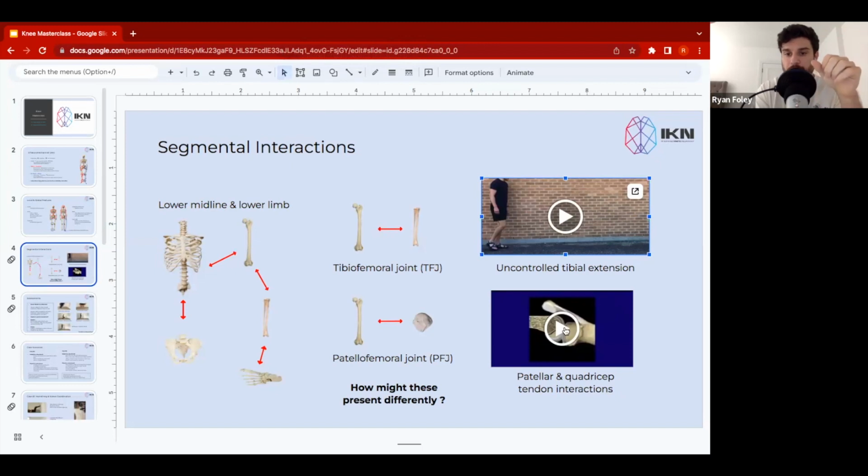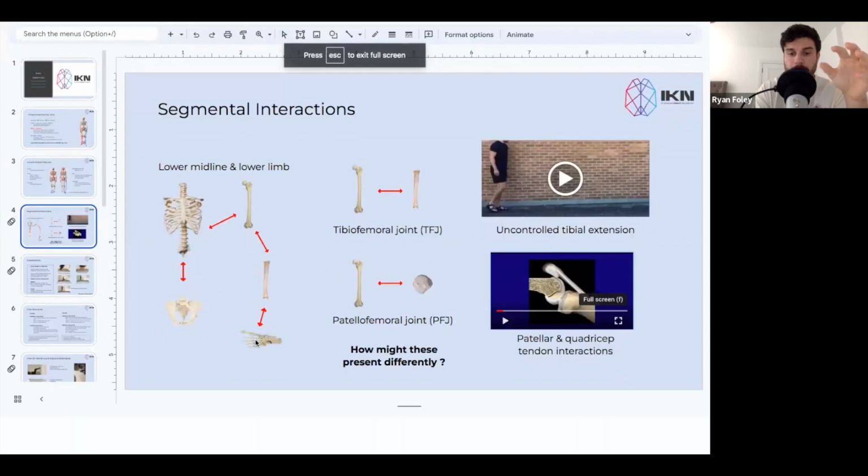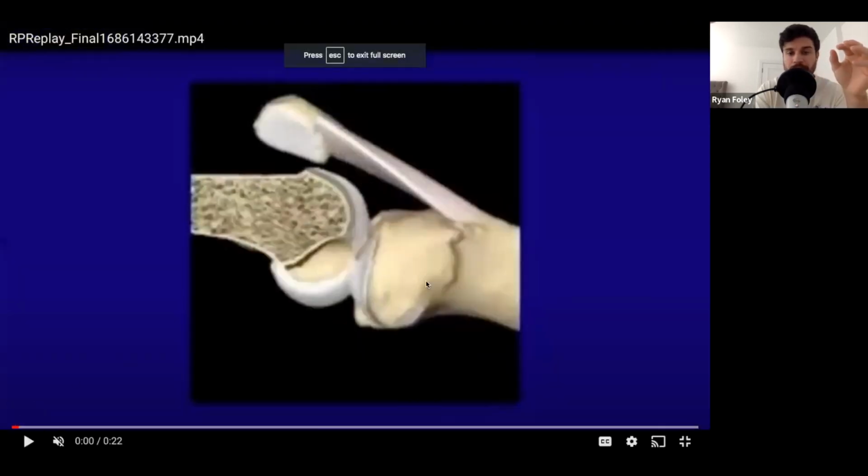And just in the next video here, I just want to give you an insight into the patellar and quadricep interactions here as well. So as you'll see here, during the early phases of tibial flexion, you're going to see a lot more length change in the patellar tendon.